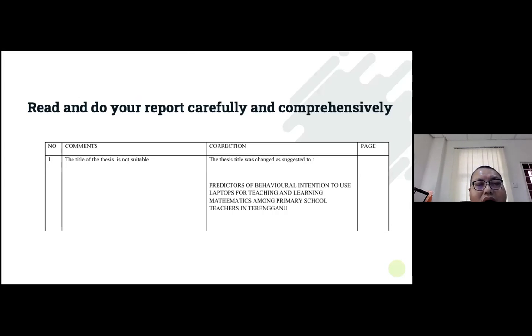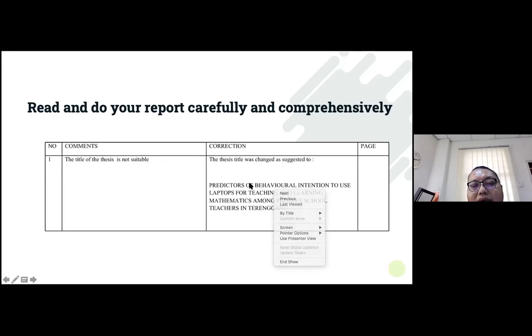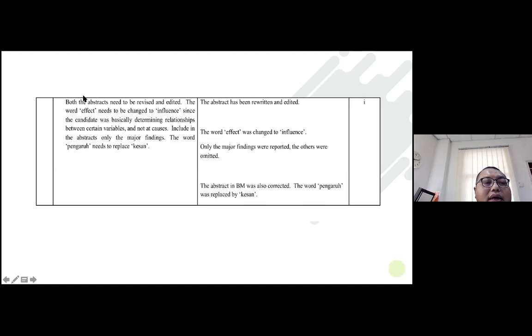Another thing is that when you do the report, you need to have the comments given in the report and the corrections. You need to answer the comments. For example, the person wrote that the title of the thesis is not suitable. So you need to answer: the thesis title was changed to this. And then the next comment.